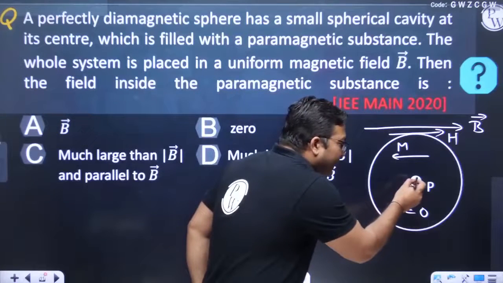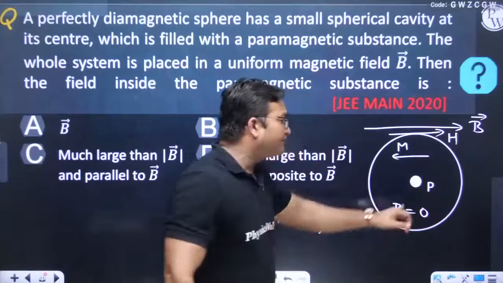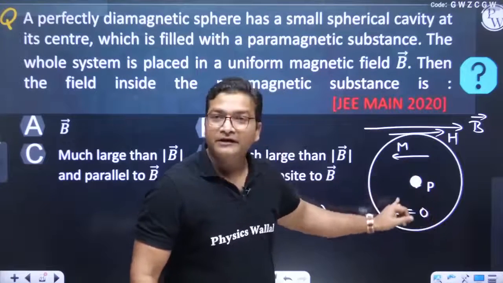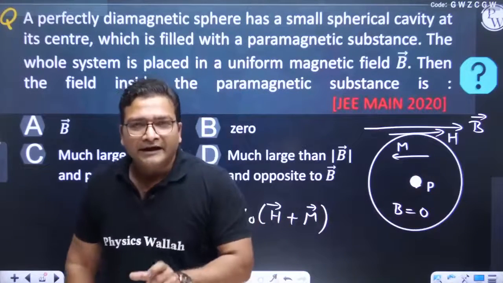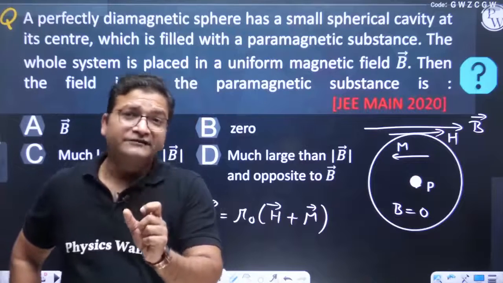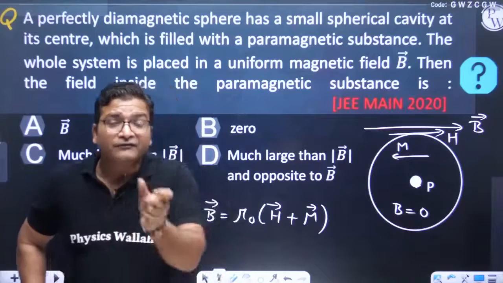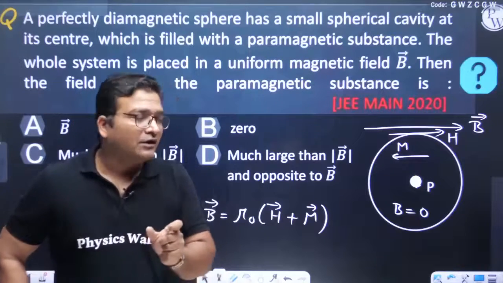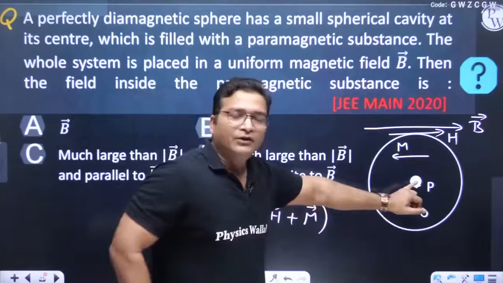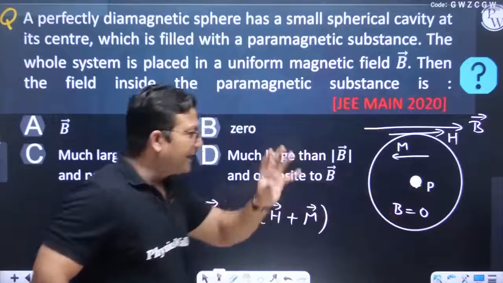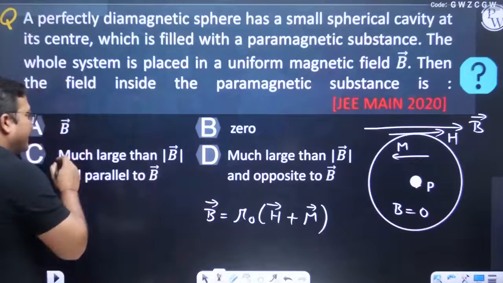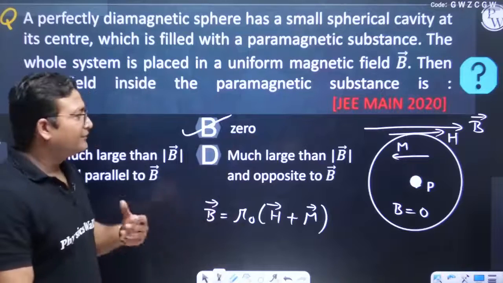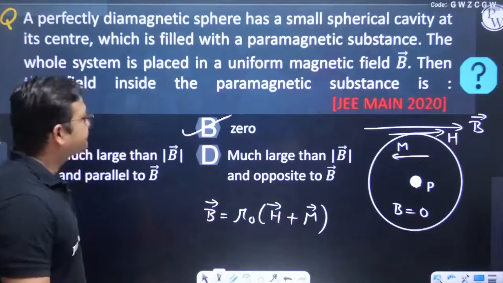So at the place where the paramagnetic substance is placed, we have 0 magnetic field in the outer region. And if the paramagnetic substance is placed in 0 magnetic field, there will be no magnetization of the paramagnetic substance. There will be no magnetic field here. So the net magnetic field at the paramagnetic substance will be 0. Okay, so that was your question.